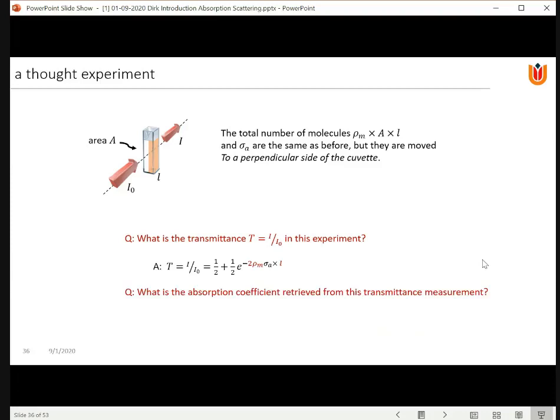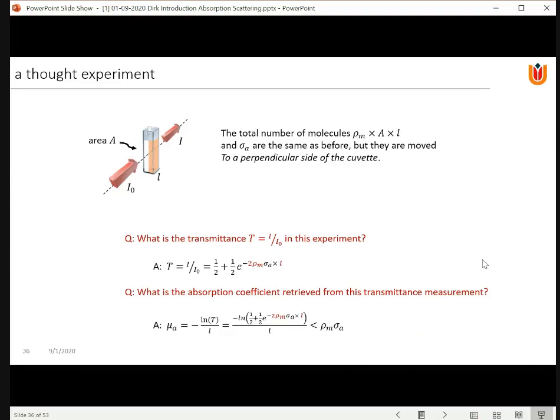We can now do the same thing. What would be the absorption coefficient retrieved from this transmittance measurement? Again, we would do this measurement: we would take the natural logarithm of the transmittance and divide it by L, and that would give us the perceived absorption coefficient. We can just calculate that. We take the natural logarithm, divide by L, and then the expression that you see here emerges.